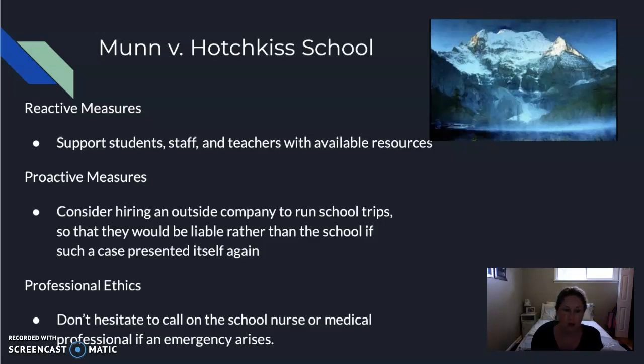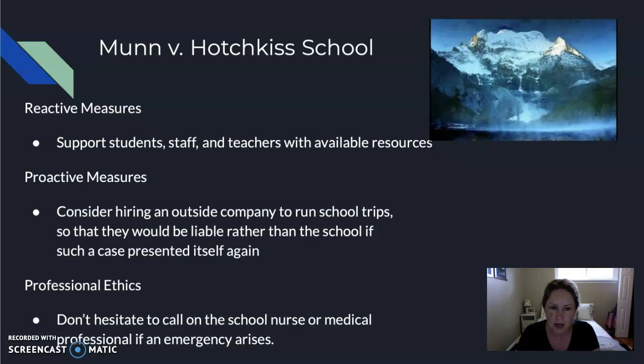Ultimately, a jury found Hotchkiss negligent and awarded Kara and her parents $41.5 million in damages. So a reactive measure: support students, staff, and teachers with available resources. Again, I think this is a very traumatic event. And so just trying to help families and students the best as possible through this situation would be ideal.